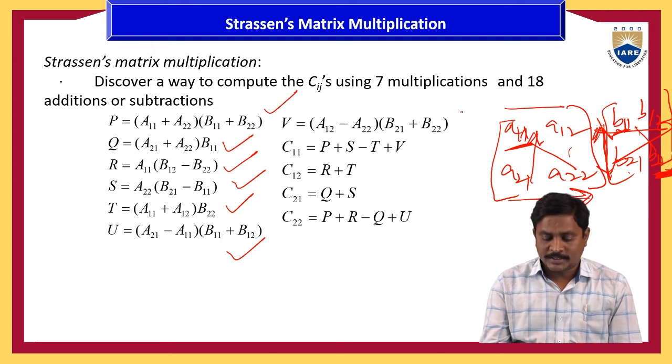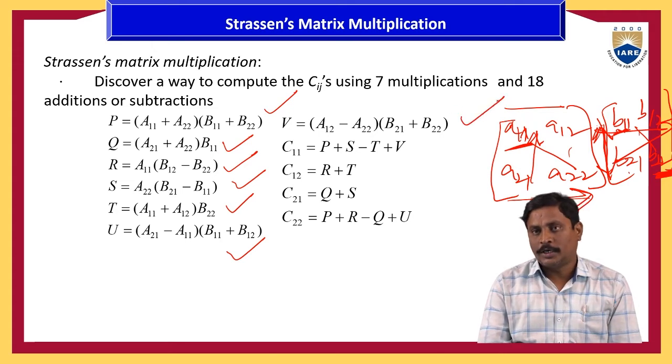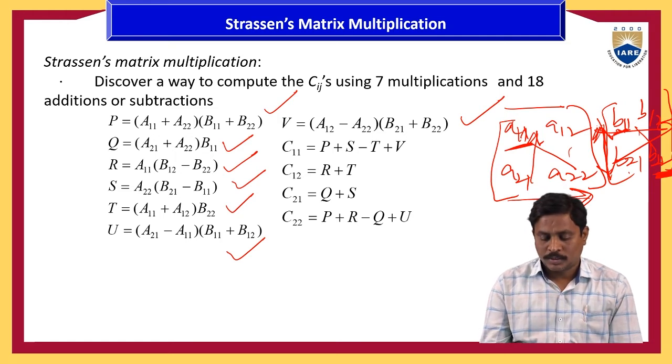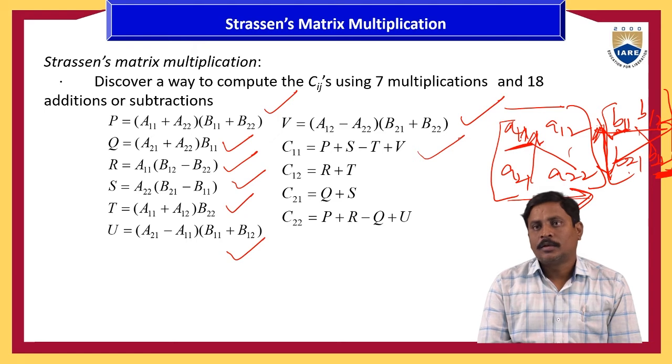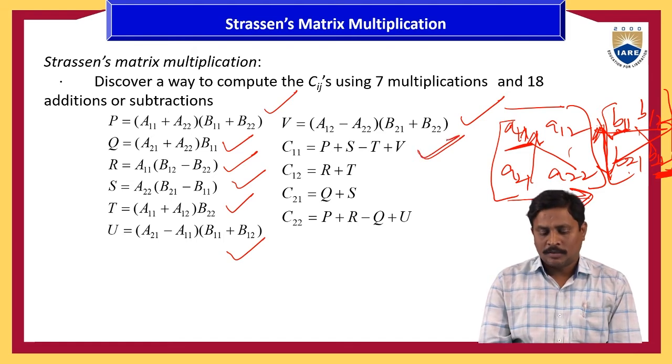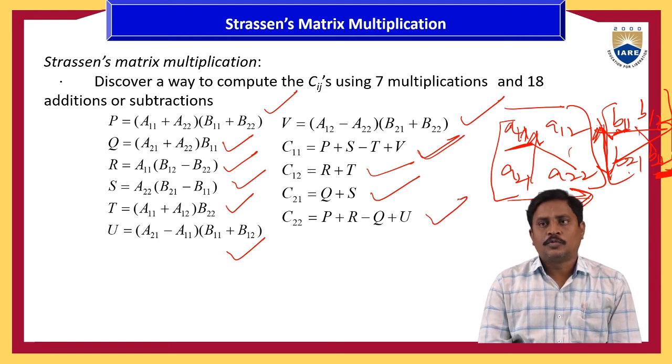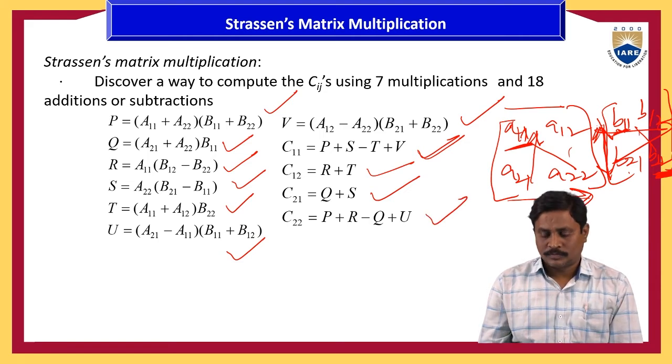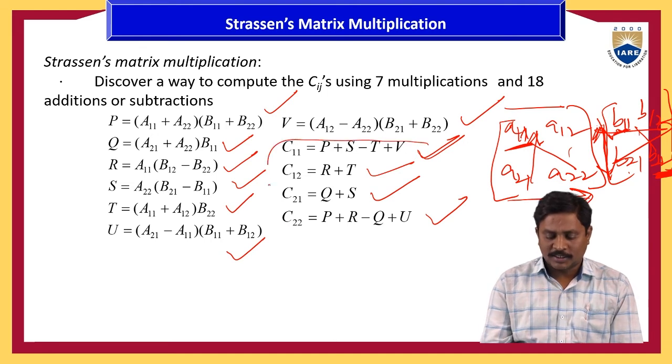Now V equals the formula (A12 minus A22) into (B21 plus B22). Now C11, the first element of the resultant matrix, equals P plus S minus T plus V. C12 equals R plus T. C21 equals Q plus S. C22 equals P plus R minus Q plus U. So these are the formulas to calculate all 4 elements.